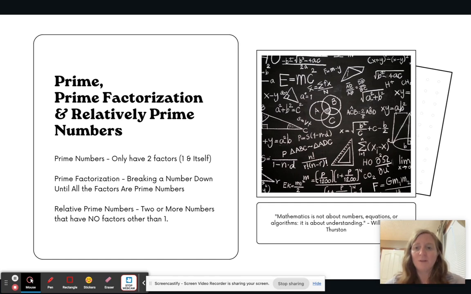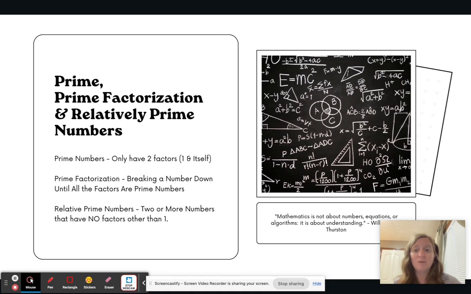So prime numbers only have two factors, one and itself. If it has more than two factors, it's called composite. There are only two numbers that fall into neither category, and those numbers are 0 and 1. And the reason why 0 and 1 are not prime nor composite is because 0 and 1 don't have two factors, and they don't have more than two factors. So 0 doesn't have any factors, and 1 only has one factor, itself.